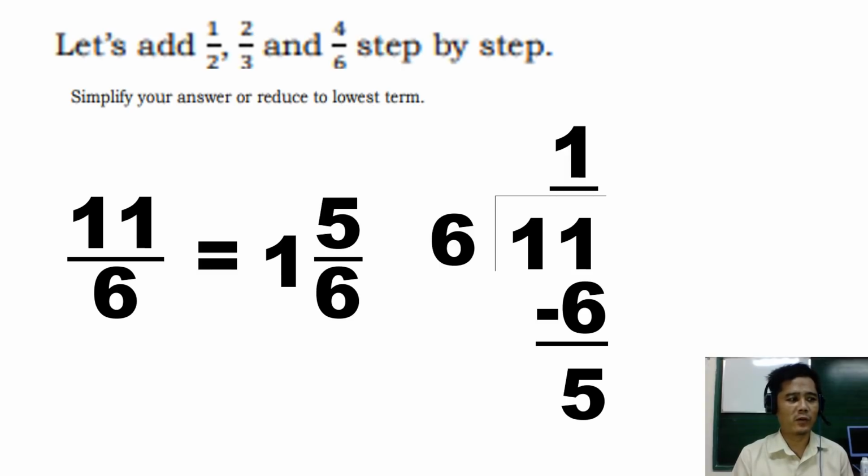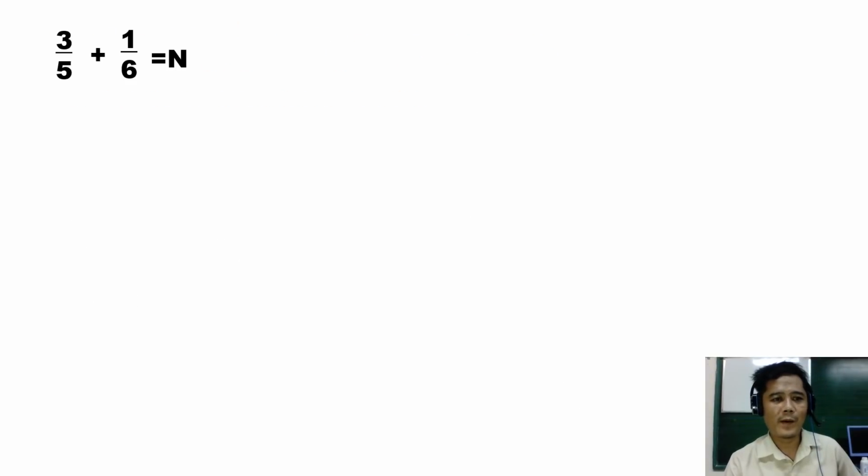So, yun po yung sagot doon sa problem natin kay Aling Shelo. So, Aling Shelo has 1 and 5/6 meters of cloth. Okay, let's have another example, no? So, 3/5 plus 1/6 equals n. So, sumunod lang po tayo doon sa steps natin kanina. So, step 1, find the LCD of 5 and 6.